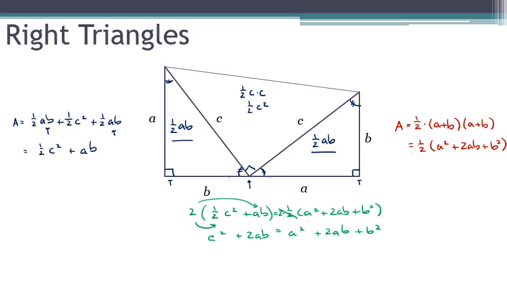Now, you see where we're going. I've got one more step. Subtract 2AB from both sides. They cancel over here, and all that's left on the left side is C squared. They cancel on the right, and all that's left is A squared plus B squared. And there you go, there's our Pythagorean theorem, courtesy of U.S. President Garfield.